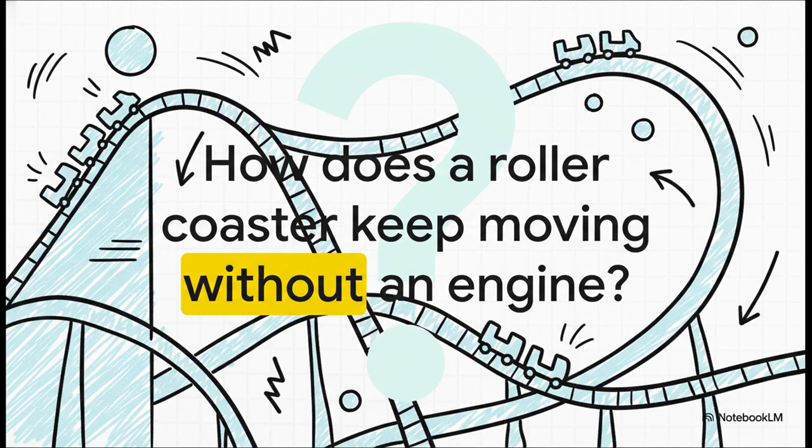So picture this. You're on a roller coaster. After that first big, clanky climb to the top, how does it manage to do the rest? All those twists and turns and loops, all on its own. There's no engine, right? So what's the deal? What's the secret sauce here?